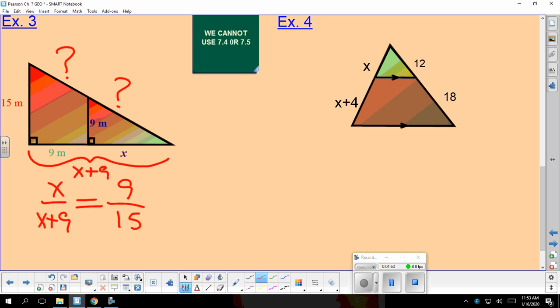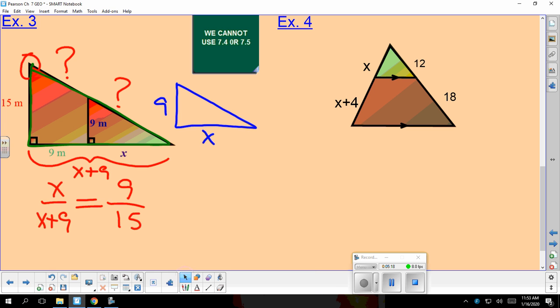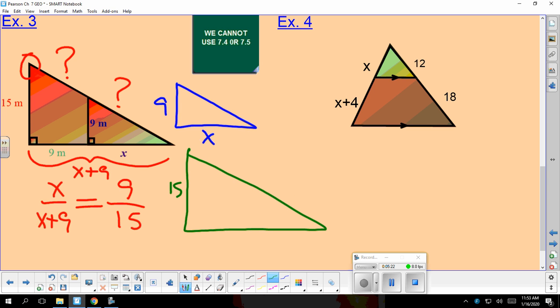Essentially, I have two similar triangles by angle, angle. You have right angles here, and they share this angle up here. So we know that this triangle here, where we have x and 9, is similar to this larger triangle here, where we have 15 and x plus 9. All right, so let's solve for x here.